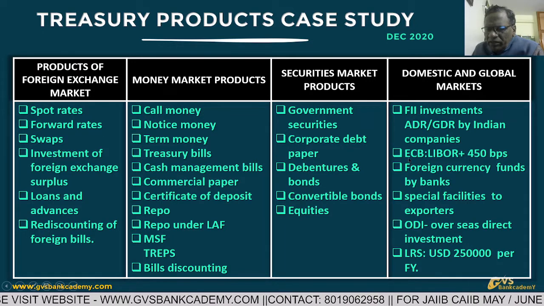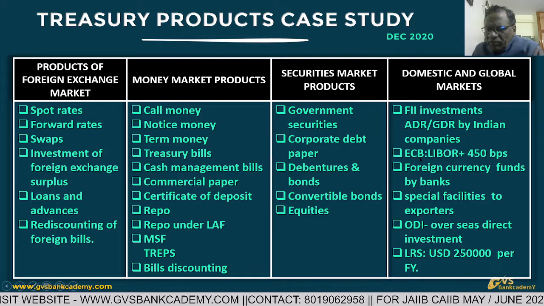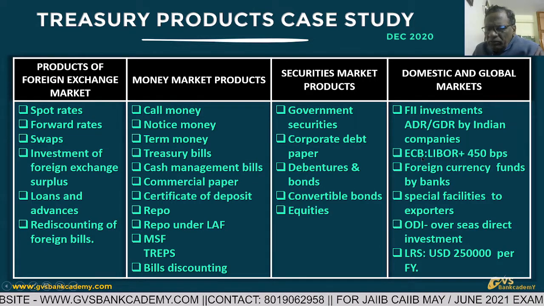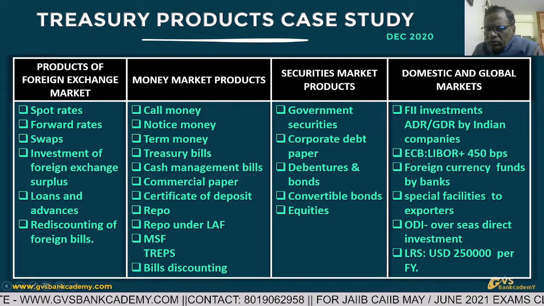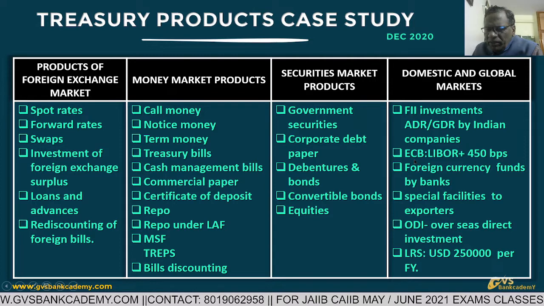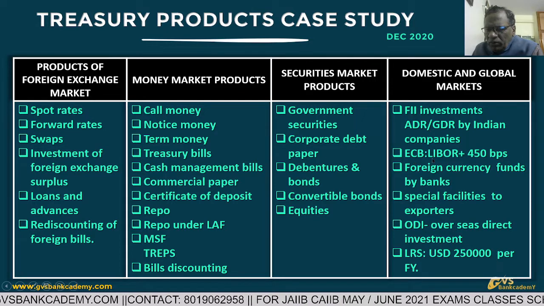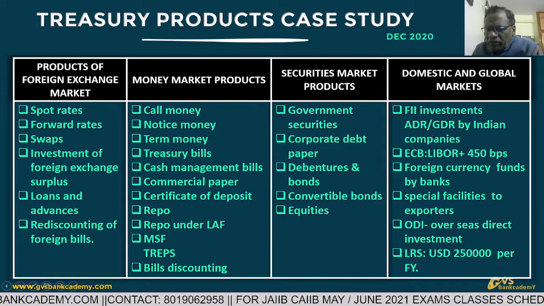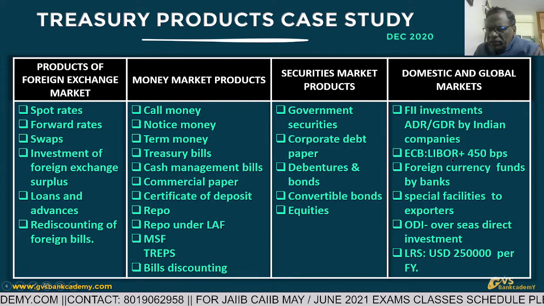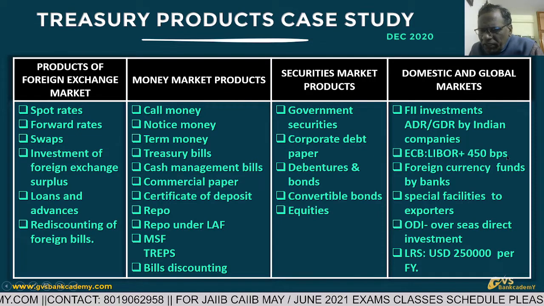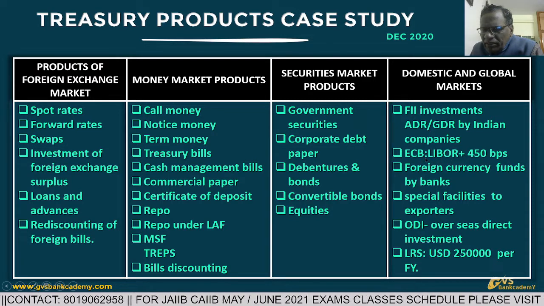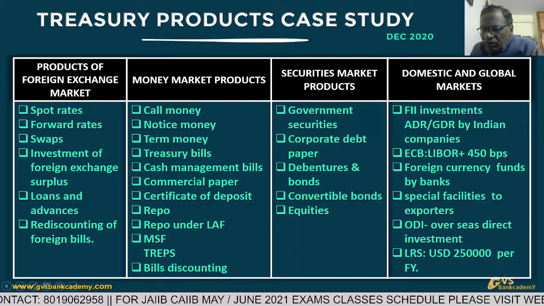ECB, external commercial borrowing, Indian companies are borrowing. On ECB, 2 separate presentations are uploaded through YouTube. Anybody who wants to see, please see that ECB. And the rate of interest on ECB is LIBOR, London Interbank Offer Rate, or any other benchmark rate plus 450 basis points. This is the major advantage under ECB. Rate of interest is very nominal or less.